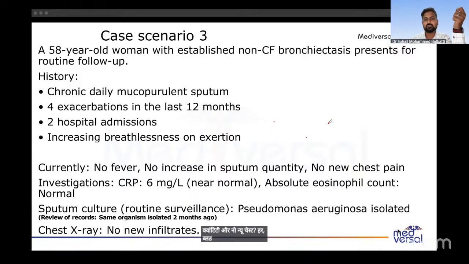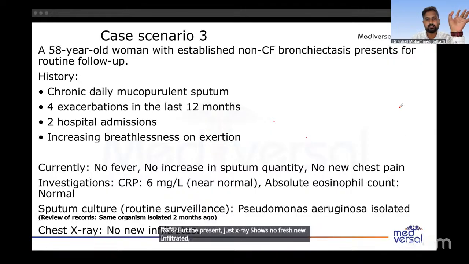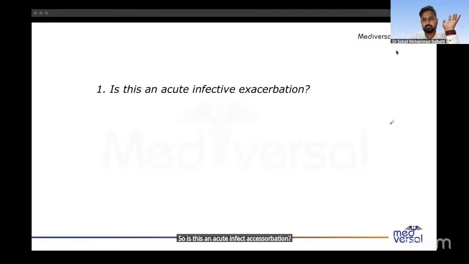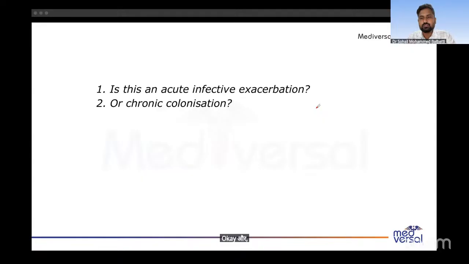Her blood investigations, you can see CRP is normal, eosinophil count is normal. Sputum culture, again, shows Pseudomonas aeruginosa. And when you review her records, the same organism was grown 2 months before. But the present chest X-ray shows no fresh new infiltrate. It is the same as the old X-ray. So is this an acute infective exacerbation? Or is it a chronic colonization?